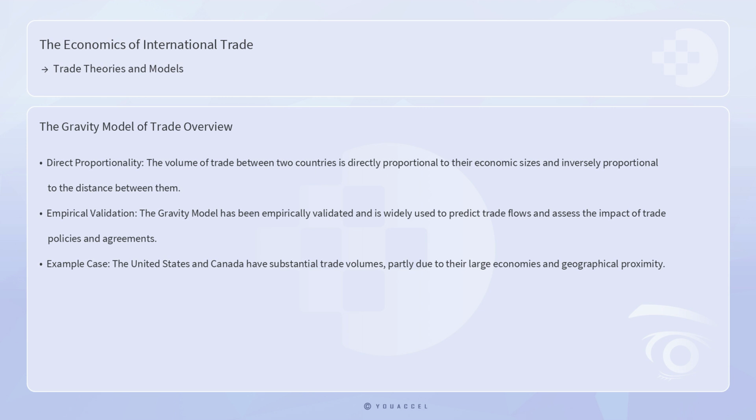The gravity model has been empirically validated and is widely used to predict trade flows and assess the impact of trade policies and agreements. For example, the United States and Canada have substantial trade volumes, partly due to their large economies and geographical proximity.